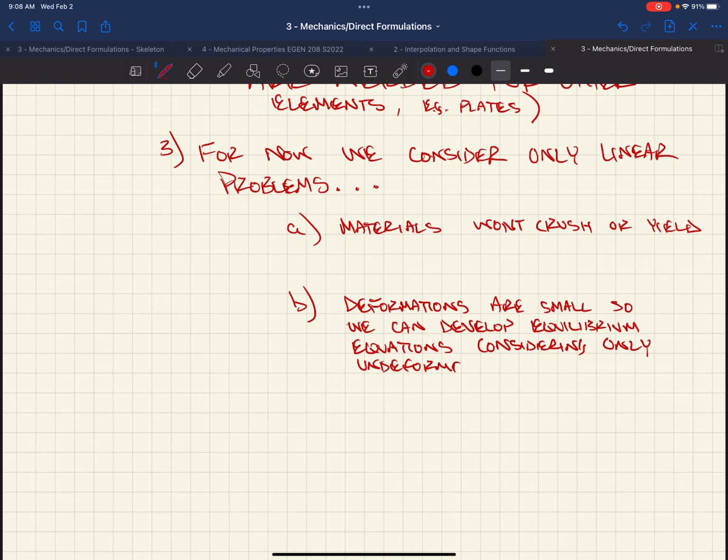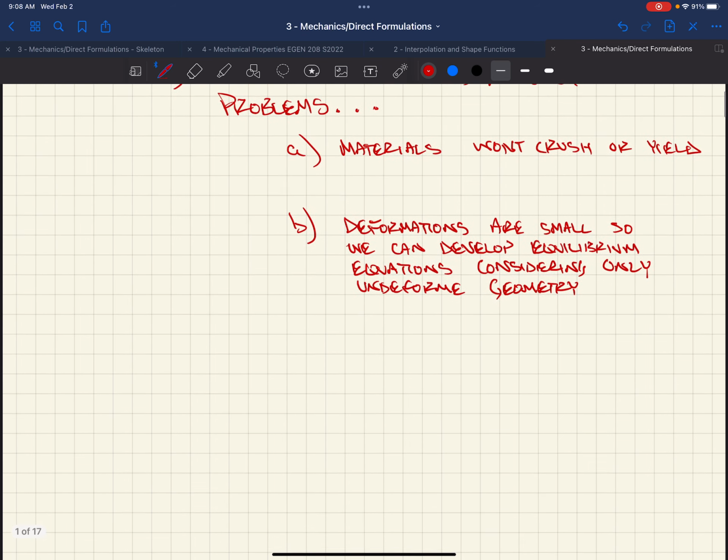Undeformed geometry, which simplifies things a lot, right? You get this kind of P delta effect if our deformations get large enough to where the deformations in our element start contributing to changes in stress and strain and forces, right?